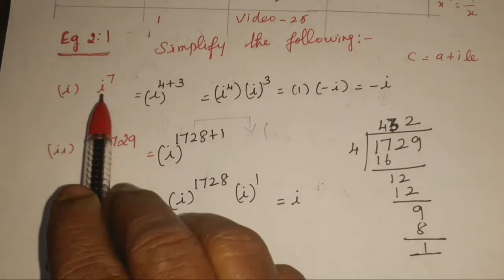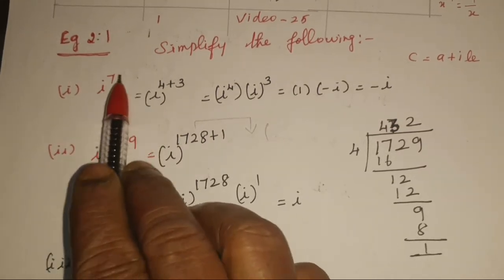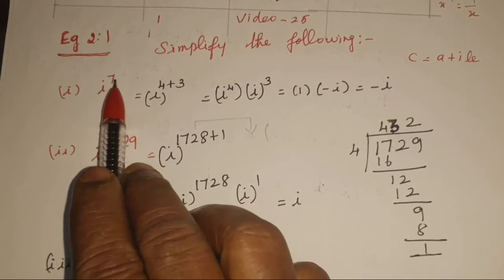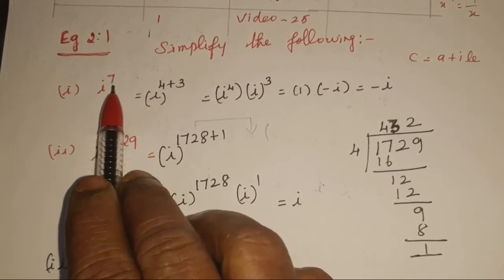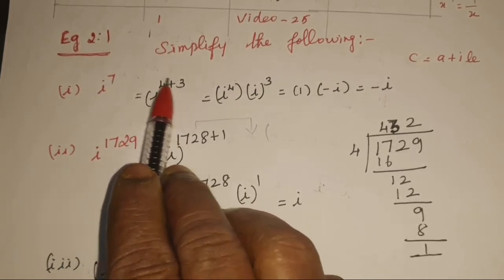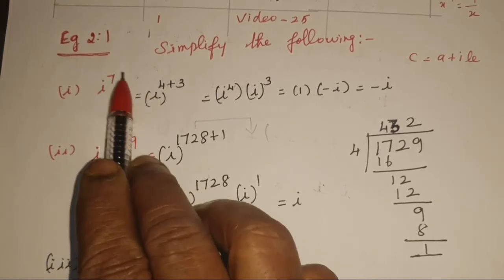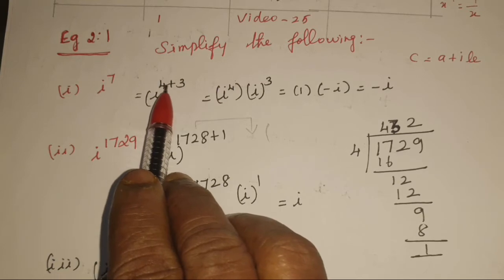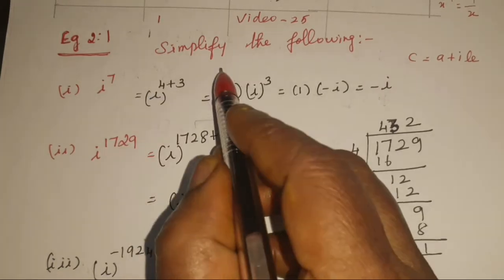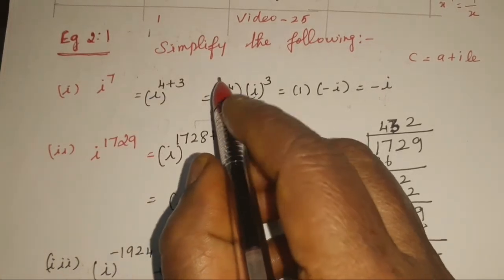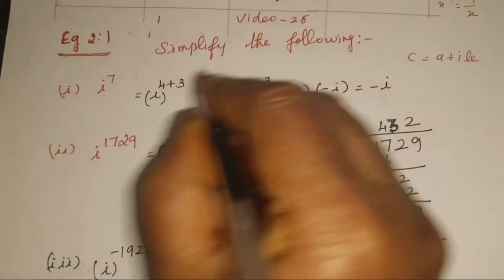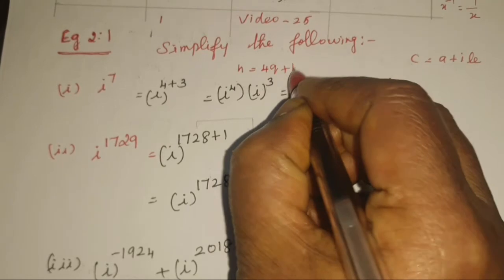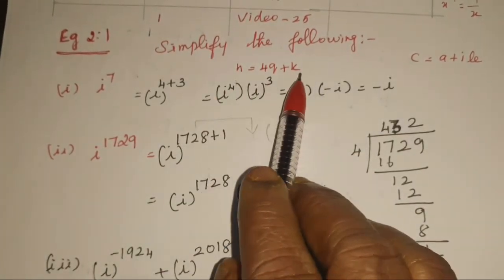So i power 7. What is i power 7? Always, the power n is divided by 4. Suppose 7 is divided by 4, what happens? What is the balance, the remainder? How to split 7? 7 is 4 plus 3, that is 4 into 1 plus 3. So n is of the form 4q plus k.